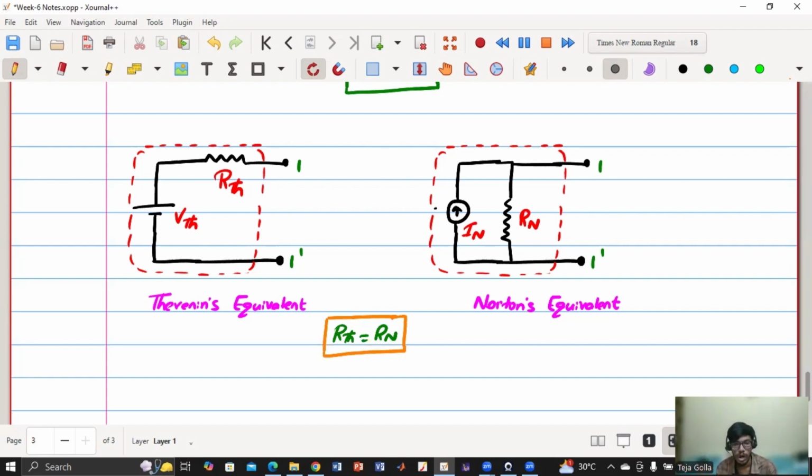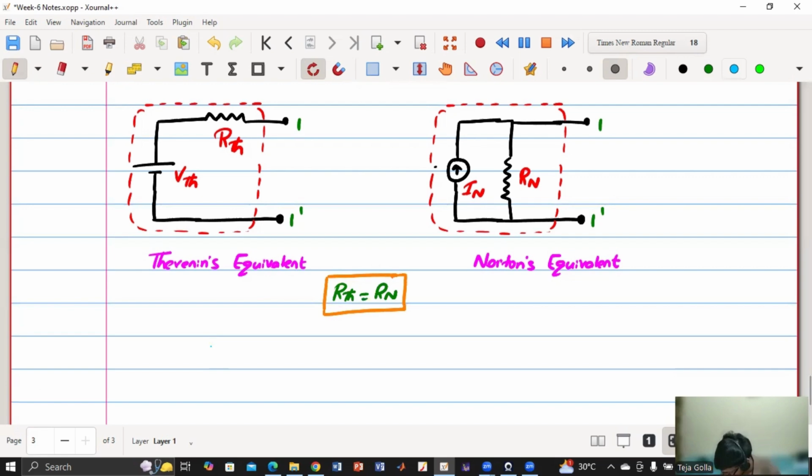Right. So now say 1 dash is open. Say 1 dash is open, so no load is connected. Then what will happen? There is no current flowing, and here also the current flow will be zero, and all the current will flow through the R Norton, right?